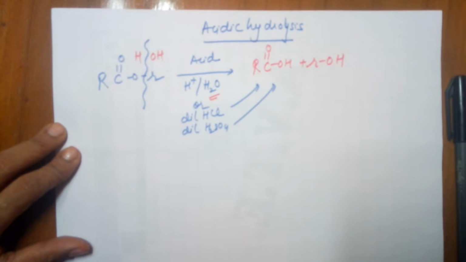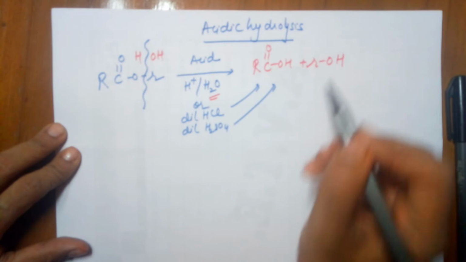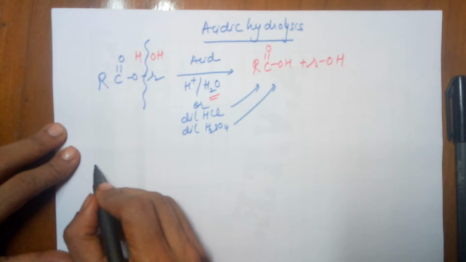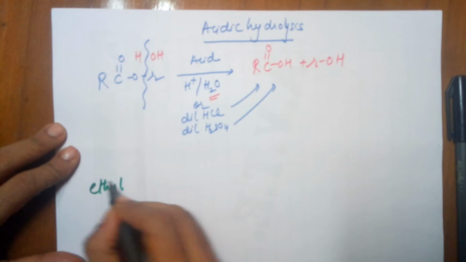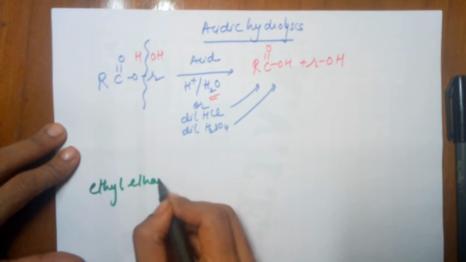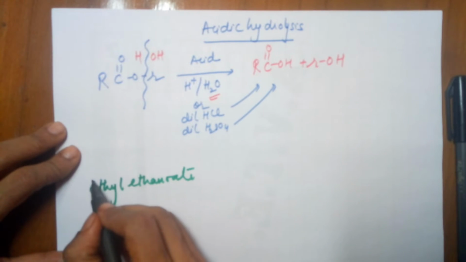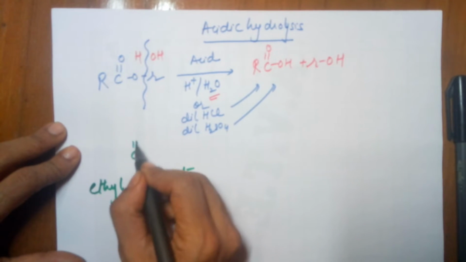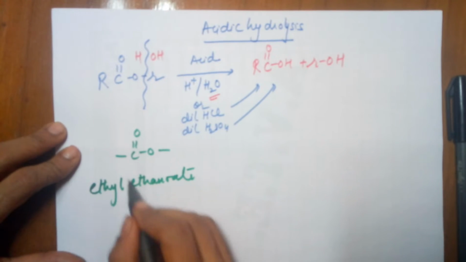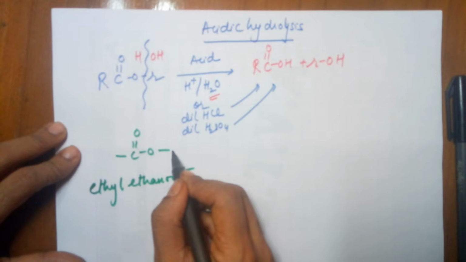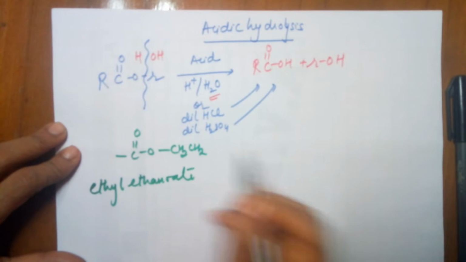Now, let's try out a specific example of an ester to understand the acidic hydrolysis a little better. The ester that I am taking is ethyl ethanoate. Now, what is ethyl ethanoate? When we talk about ethyl ethanoate, it's an ester. Ester is like this. The part which is the prefix is the side of oxygen. Ethyl means there are two carbons here. Fine.